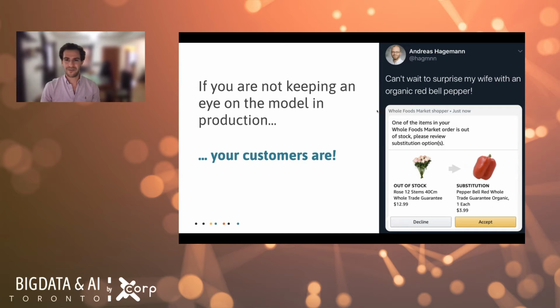So as the tweet on the right-hand side points out, there can be times that a model really messes up, right? That it gives a crazy prediction. It makes just a really faulty choice. As we can see in this situation, a machine learning model is recommending a whole pepper, a bell pepper, when somebody actually wants some roses for their wife. Right? And this is kind of a ludicrous situation, but it's something that really happened on Amazon's website.